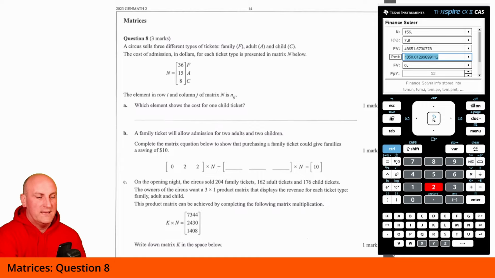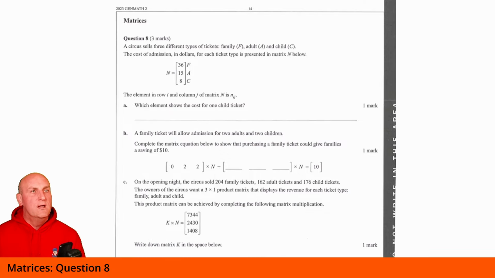I'm going to turn off my calculator for a minute. It's boring me. Right, question number 8. A circus sells 3 different types of tickets: a family, adult, and children. The cost of admission in dollars for each ticket type is presented in matrix N below. The element in matrix i, j is given by Nij. Which element shows the cost of 1 child ticket?